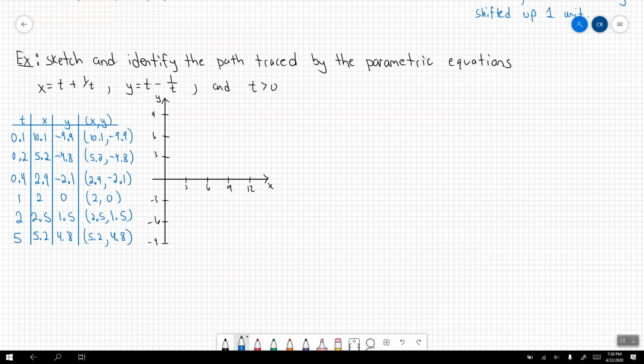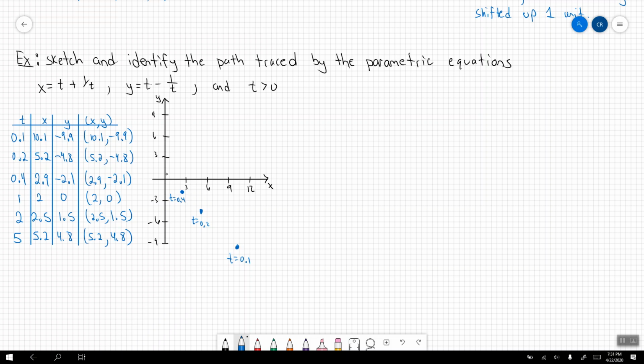So I'm going to go through and start plotting these points. The first one's going to be at 10.1, comma, negative 9.9. So I'm going to go over to roughly where about 10 will be, so 9, 10, 11, 12, somewhere around in here. Down to negative 9.9, so somewhere down here. That's my first pair where t was equal to 0.1. Now my next one's going to be 5.2, so I'm going to go over to about where 5.2 would be, and go down to negative 4.8, probably somewhere around here, and that's t is equal to 0.2. Nice. Next ordered pair, 2.9 down to negative 2.1, somewhere here. That was t is equal to 0.4, looking good.